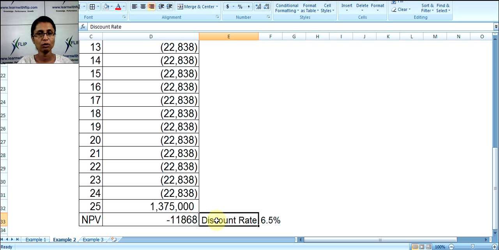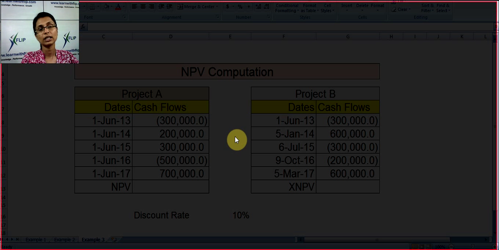We will now look at yet another example which will help us to understand what XNPV is. Okay? We have seen examples where cash flows were occurring at regular intervals. But how do you find the NPV when cash flows are occurring at irregular intervals, and that can very often happen in real life, right?